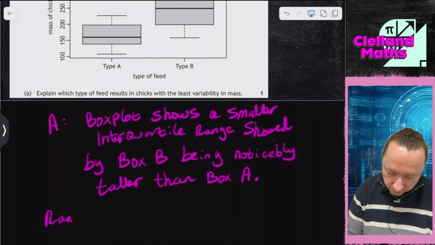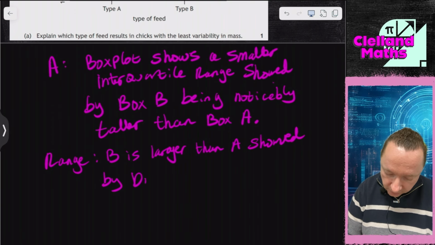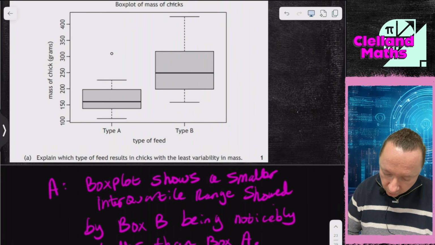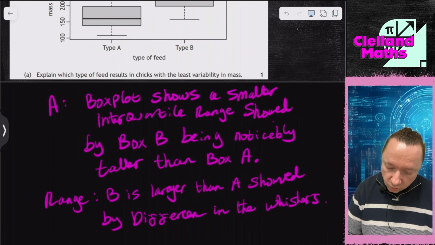Looking at the range, B is larger than A, showed by the difference in the whiskers. You could also mention this outlier here, or you could say known outlier, but to be honest with you, it's only worth 1 mark. I think that will be enough. Box plot A shows a smaller interquartile range, showed by box B being noticeably taller than A.